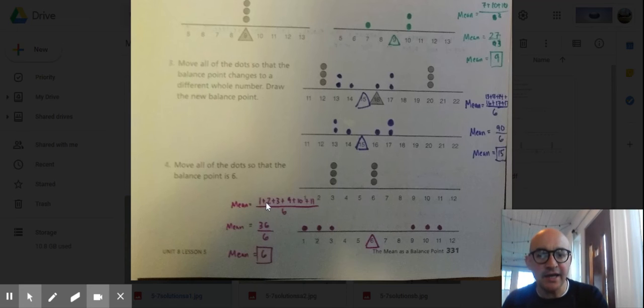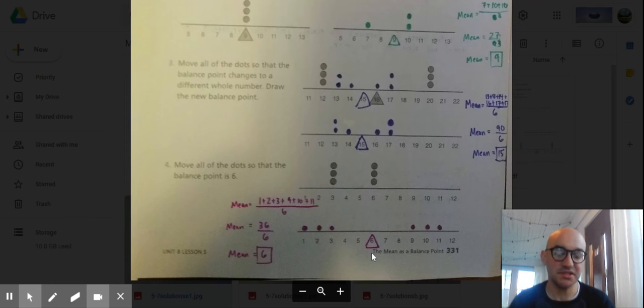Okay. And when I want to calculate this just to verify that I did everything correct, I add my 1, my 2, my 3, plus my 9, my 10, and my 11. And I have 6 total dots, so I divide by 6. Adding all those numbers together gives you 36. 36 divided by 6 gives you 6. And so my mean for this set of numbers is 6. My balance point for this set of numbers is 6. I did it. It worked out just right.